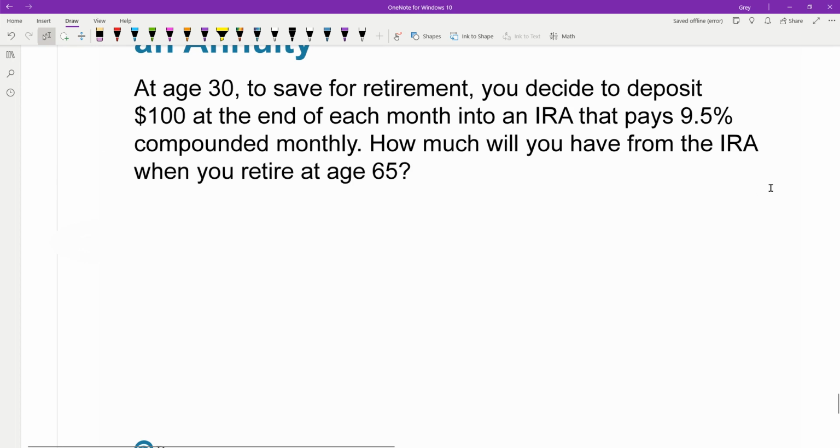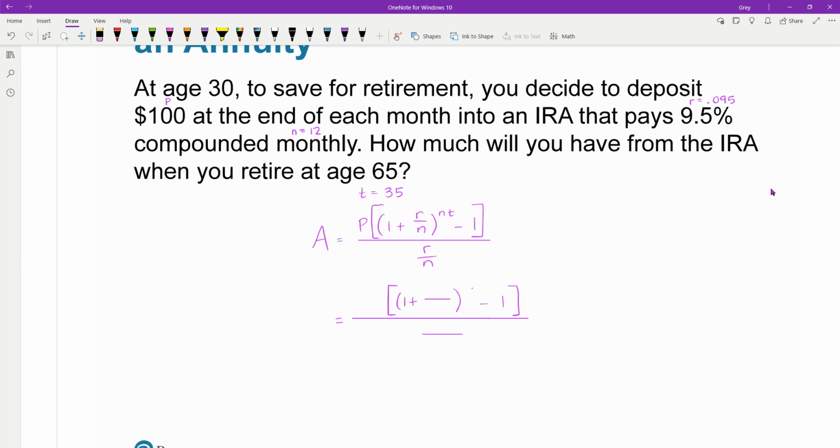So my formula that we just had was this big old long thing. What is P? I've got to go figure out what P is. Well, P is my $100 that I put in at the beginning. R is 9.5%, but as a decimal, that's 0.095. N is compounded monthly, so N is going to be 12. And T, how many years is it from age 30 to age 65? Well, T is going to be 35. So I'm going to go plug those in.